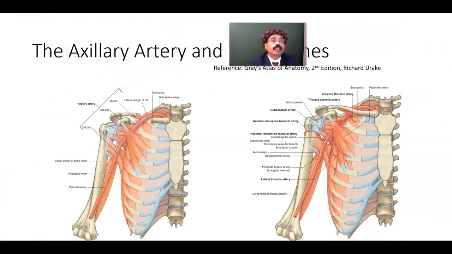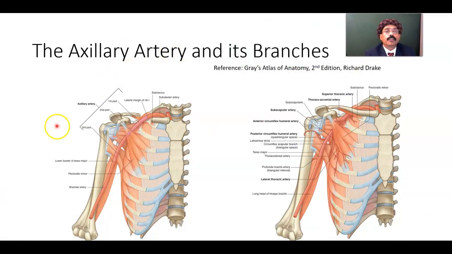So the axillary artery and its branches are very important. The axillary artery is divided into three parts by the pectoralis minor muscle. This is the pectoralis minor muscle. This is the first part. Underneath the pectoralis minor is the second part. From the pectoralis minor to the teres major, we have the third part.